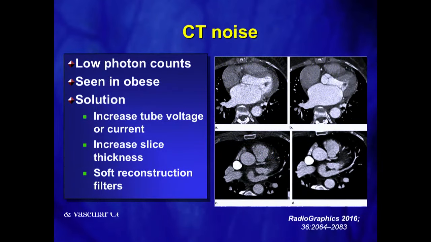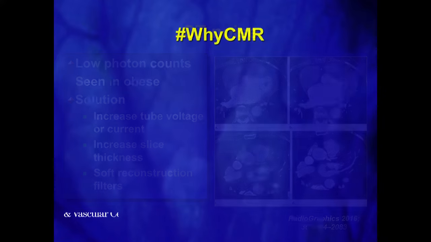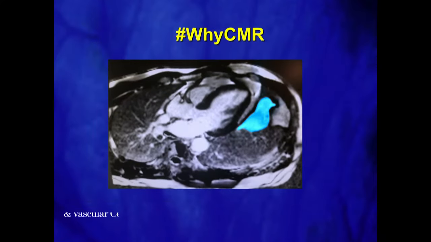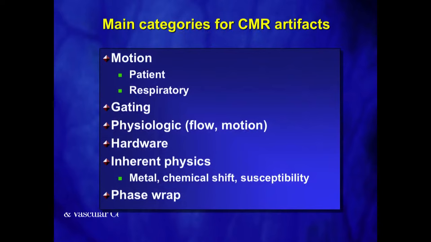CT noise is basically a low photon count CT. You can see over here, you don't really have a nice image. It's very noisy. You have a low signal to noise ratio, typically in obese patients. One of the solutions is you can increase the tube voltage, bearing in mind that it can come at the expense of increasing radiation. Increasing slice thickness will also tend to improve your signal to noise ratio, but lower your spatial resolution, and so will using soft reconstruction filters.